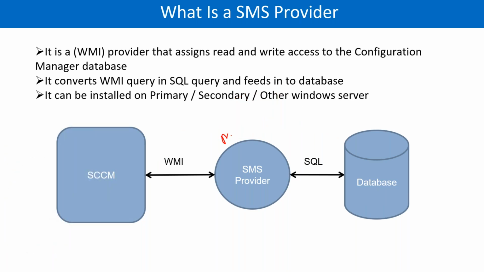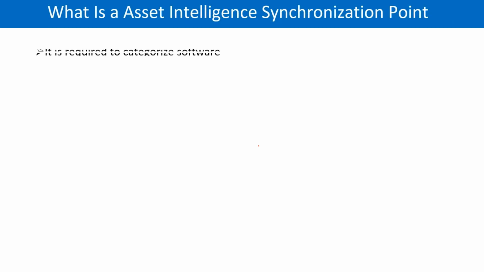Mandatory role, guys. So can we install it later or during the installation of the server? No, during installation, you have to have at least one SMS provider. We have to define it at that time only. Later on, you can add more. Let's say if you want more SMS provider roles, you can add more. But at least one has to be there during installation.